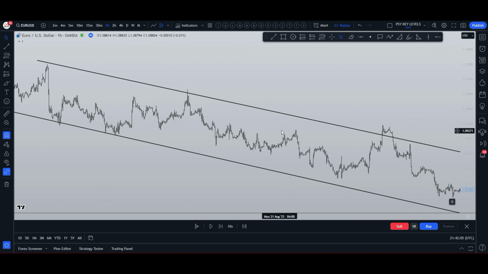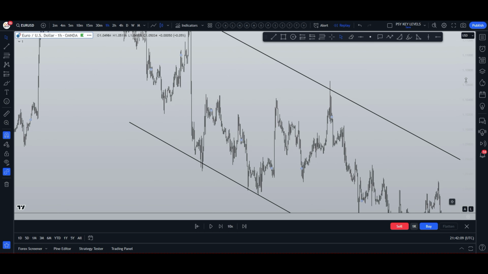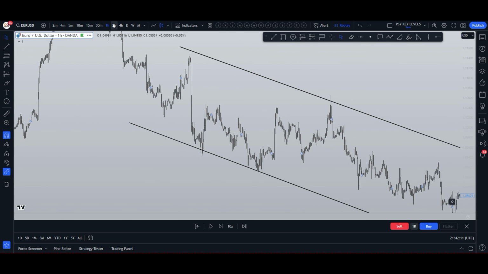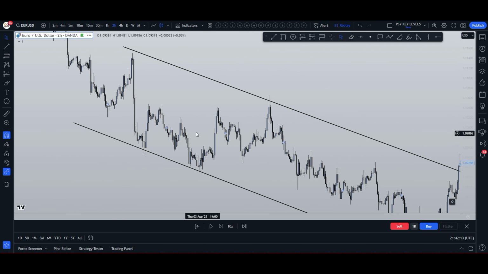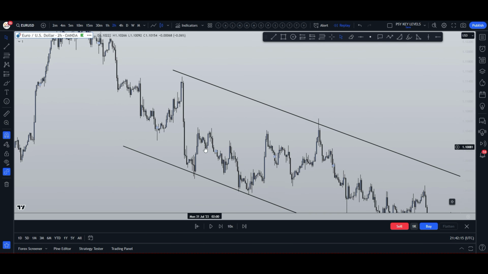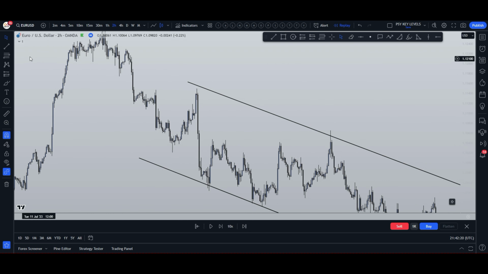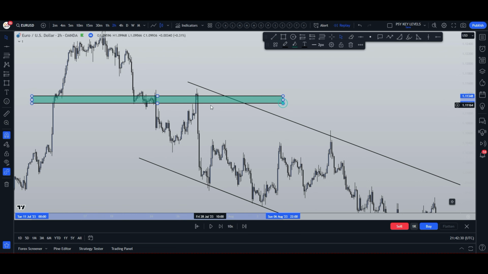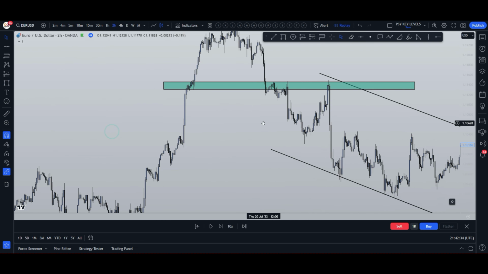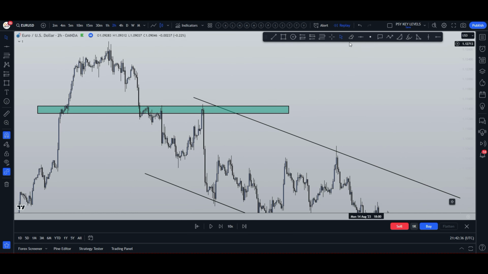Now if I zoom in, I am on the 1 hour time frame. Let me see if we can bump it up again. Okay, the 2 hour time frame shows a bit more clarity. The first thing is to mark your key levels, the areas of interest. The first one that comes to mind is this one here, and I'll be going over why.